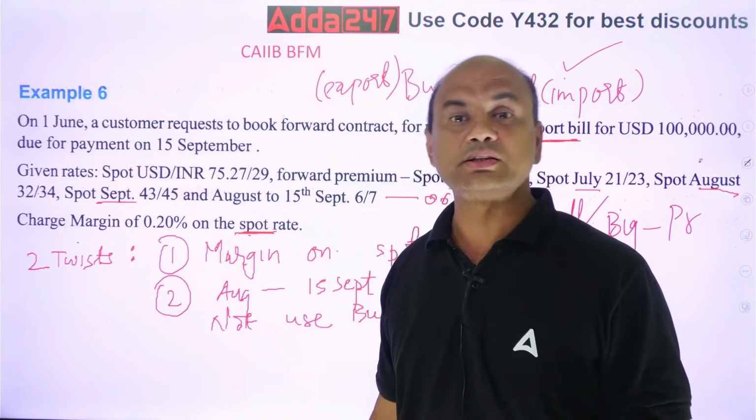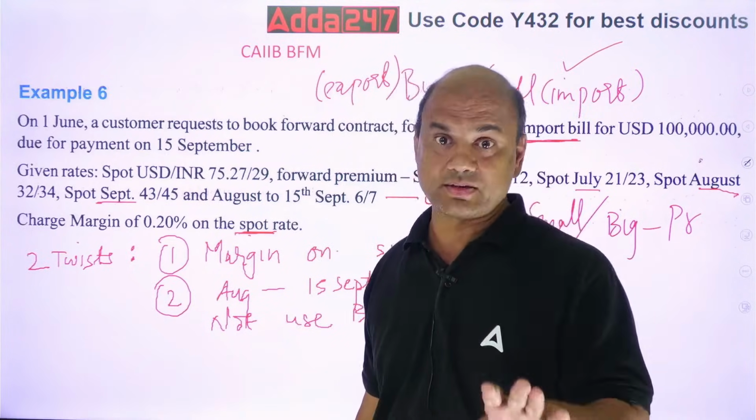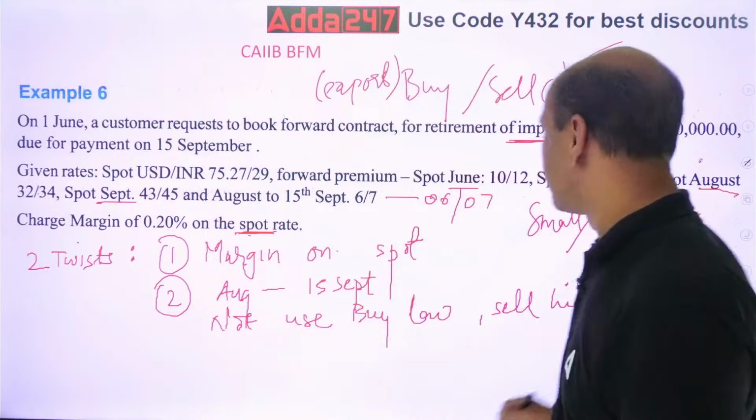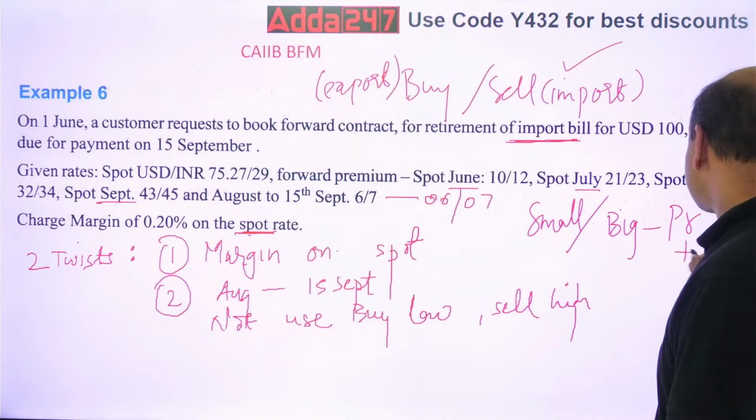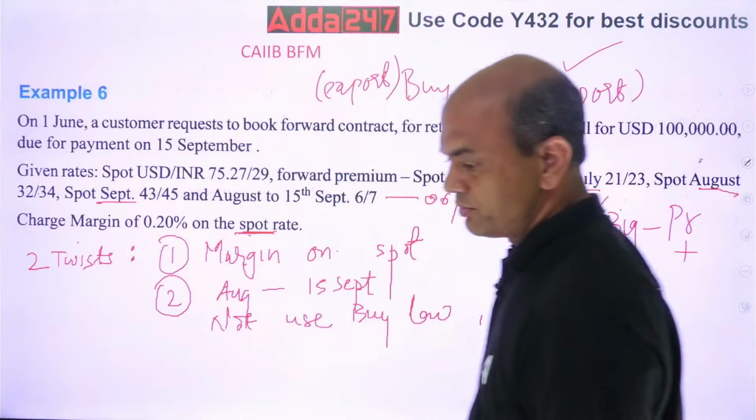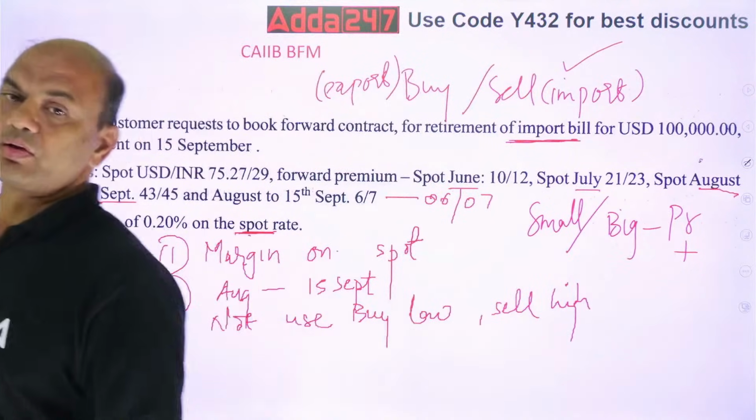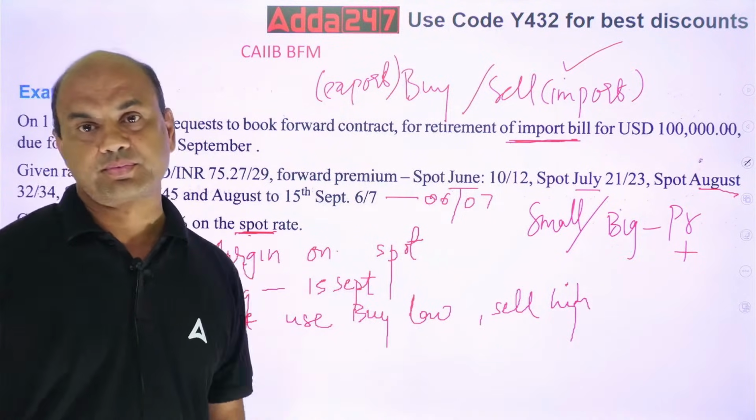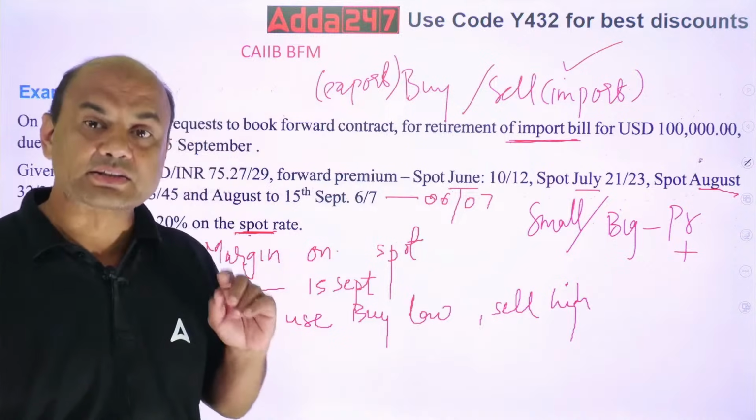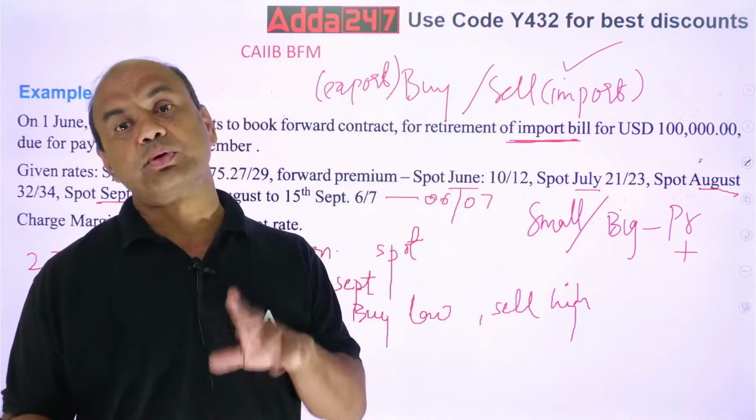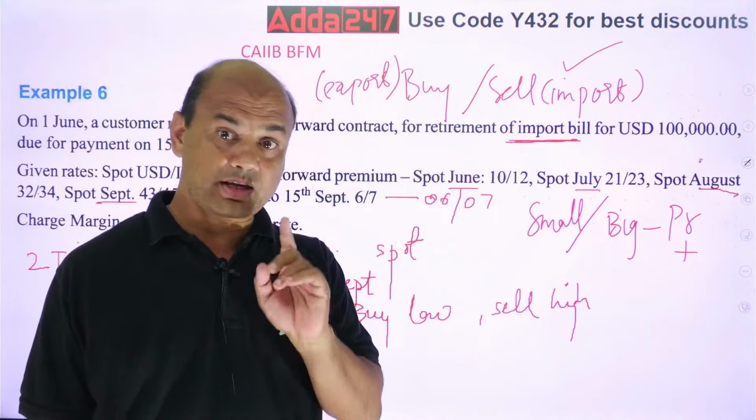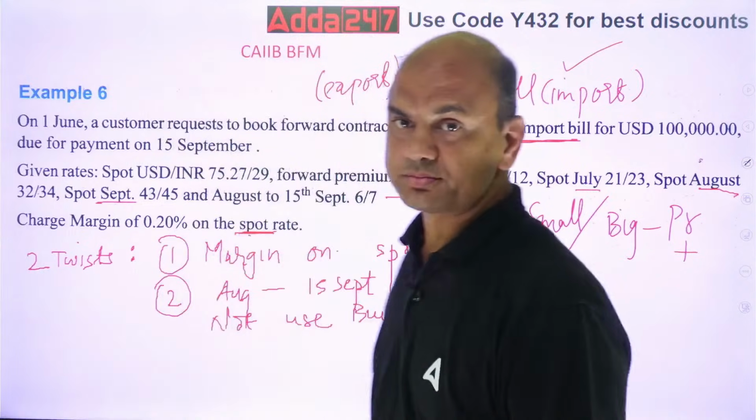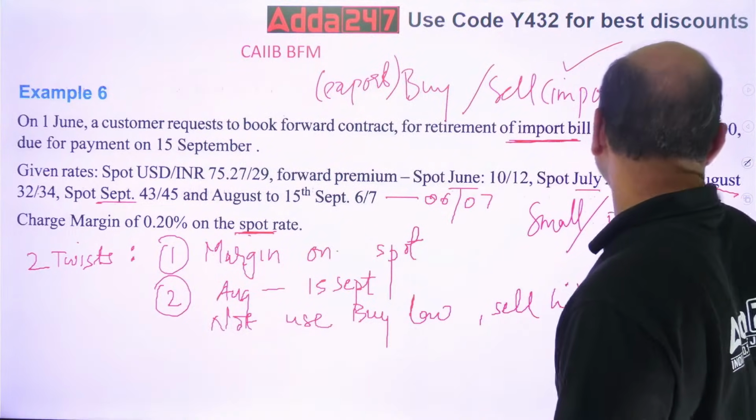Whenever you have the currency in premium, pay attention, you have to add it to the spot rate. You will have to plus this, add it to the spot rate. Whenever you have the currency in discount, you have to subtract it from the spot rate. A very clear concept should be there in your mind. Okay? So now, let's move on.